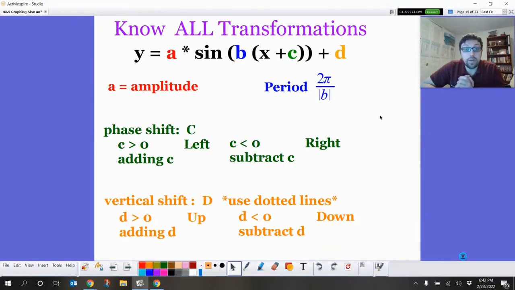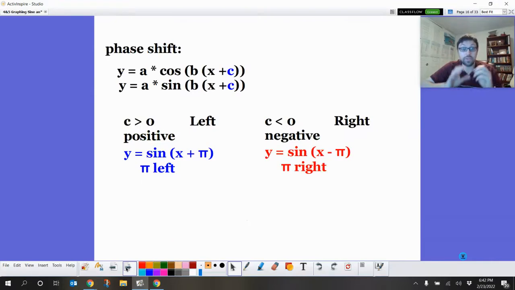Hello, in this video we're going to be talking about phase and vertical shifts, and we'll still be doing amplitude and period, but the focus will be on phase and vertical shifts. Starting with phase shifts. Phase shifts are a value that are being added or subtracted on the inside of our sine or cosine function. Now note that we have to make sure that this b is factored out. If it is not factored out, we do need to factor that thing out.